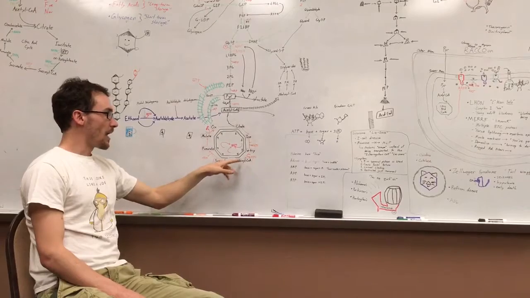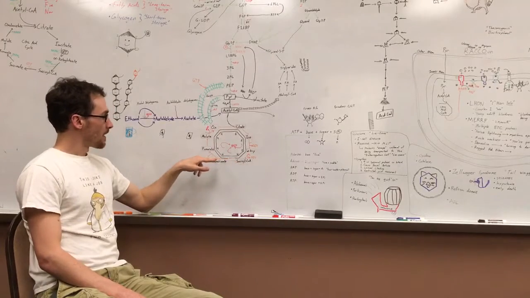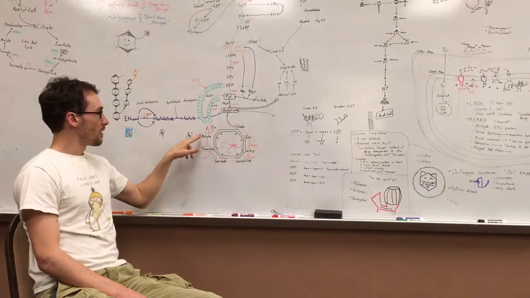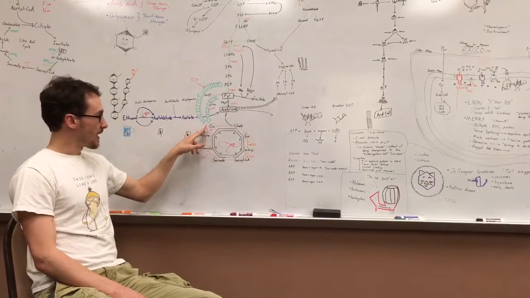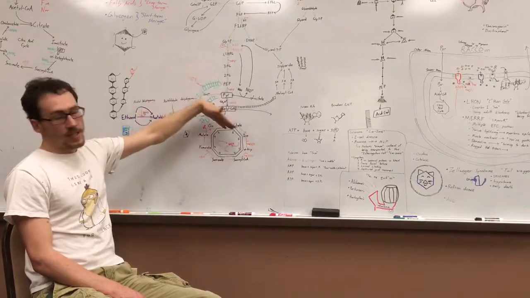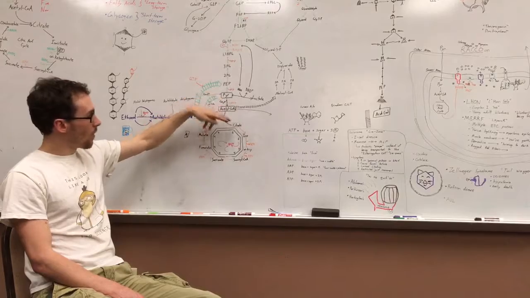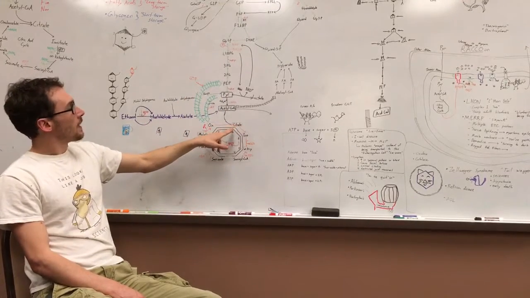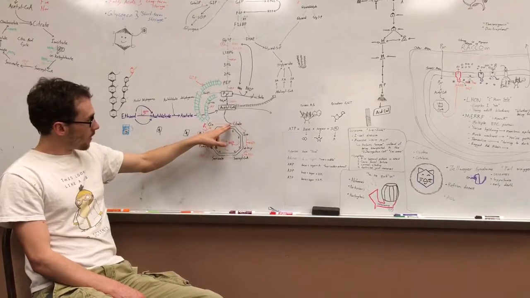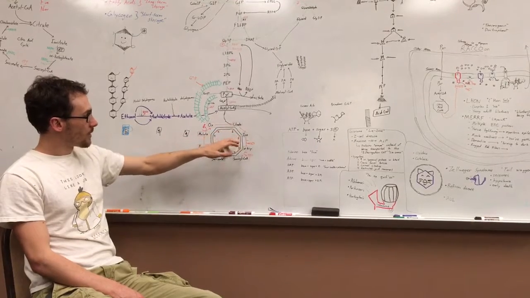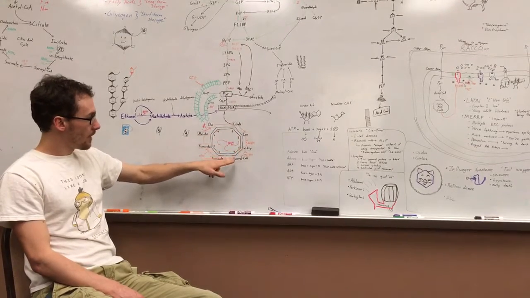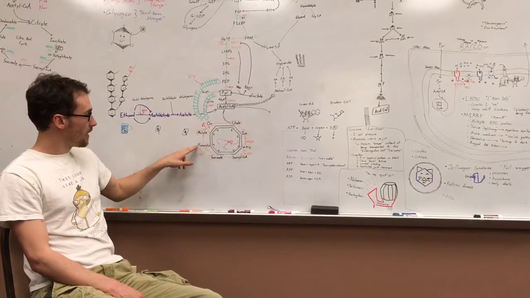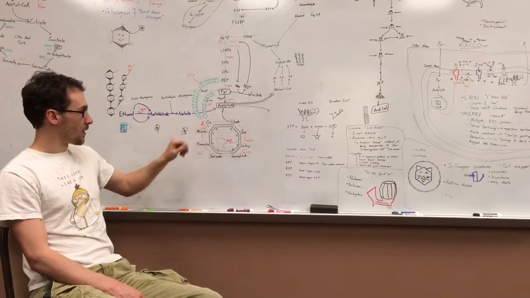Converted into succinyl-CoA, 4 carbons. Then succinate, fumarate, malate, oxaloacetate. 2 more carbons come in from acetyl-CoA, and we're back to citrate. Then go around again. Citrate, isocitrate, alpha-ketoglutarate, succinyl-CoA, succinate, fumarate, malate, oxaloacetate.